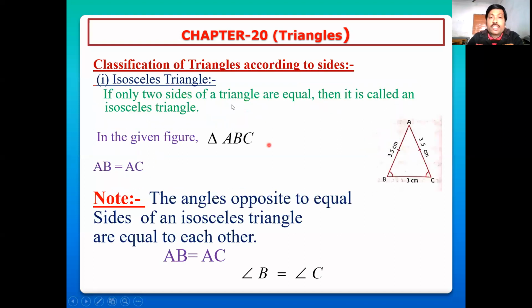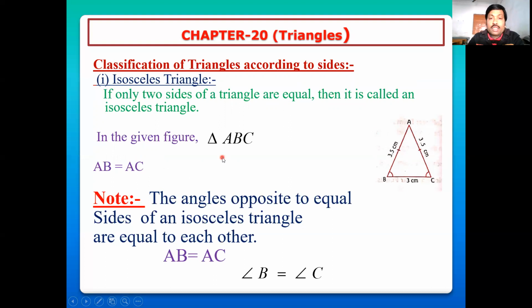Now, classification of triangles according to sides. First, isosceles triangle. If only 2 sides of a triangle are equal, then it is called an isosceles triangle. Here ABC is a triangle. Here we see 3.5 centimeter and 3.5 centimeter. Both are equal to each other. So ABC is called an isosceles triangle.